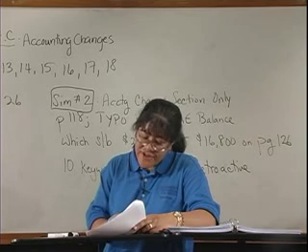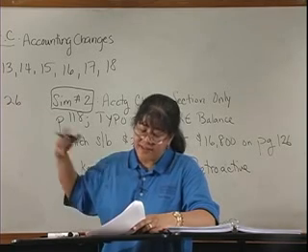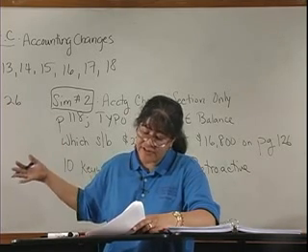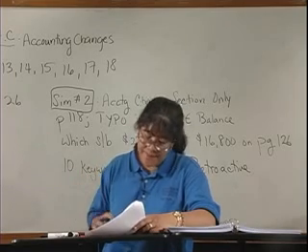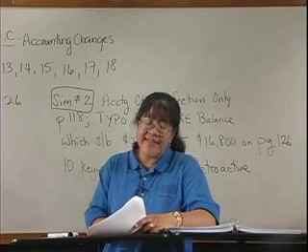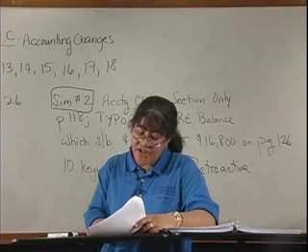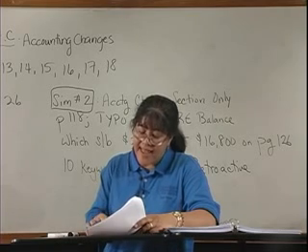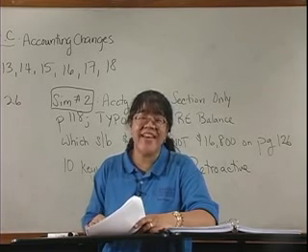Letter B, any change in construction accounting method, such as changing from percentage of completion to completed contract or vice versa. All right. Please note that any change in the depreciation, amortization, or depletion method is now considered to be a change in accounting estimate.